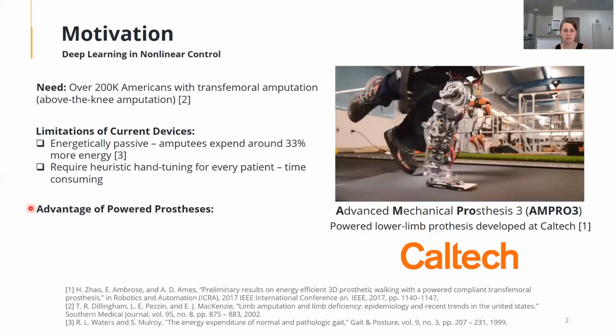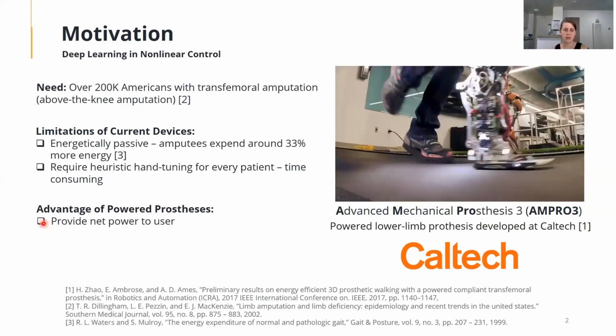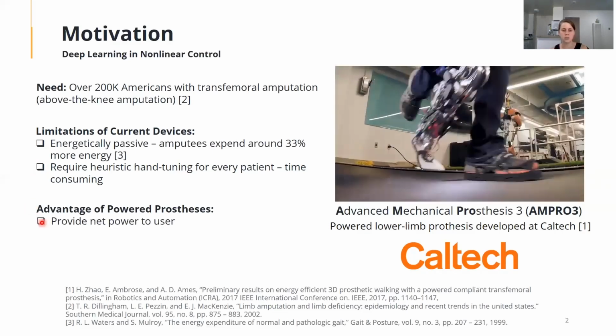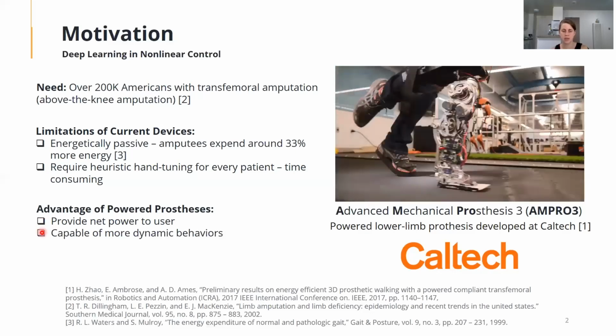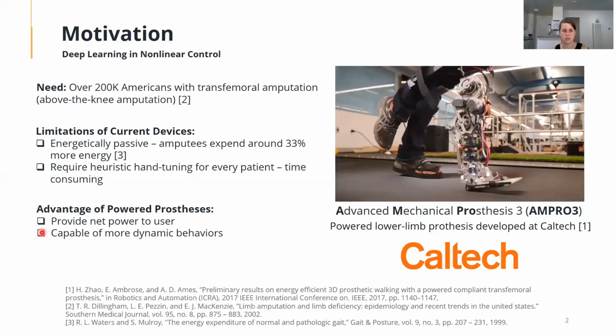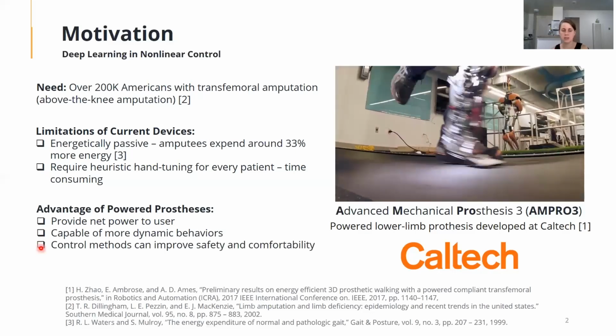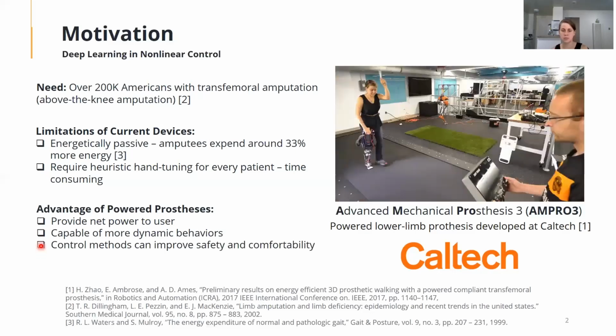The advantage of powered prostheses is that they are powered by a battery and can move on their own, so they provide net power to the user. They are also capable of more dynamic behaviors, such as stair climbing. Finally, we can design these control methods to improve safety and comfortability for the user.